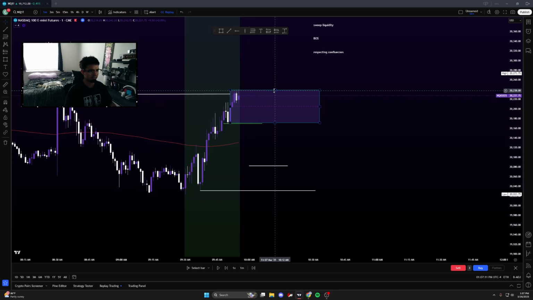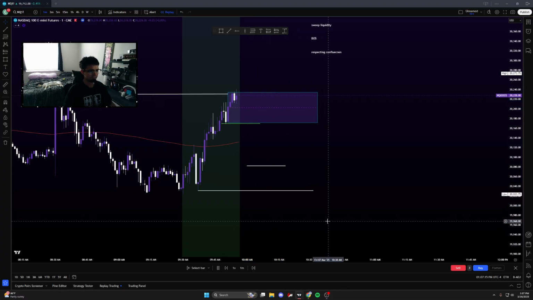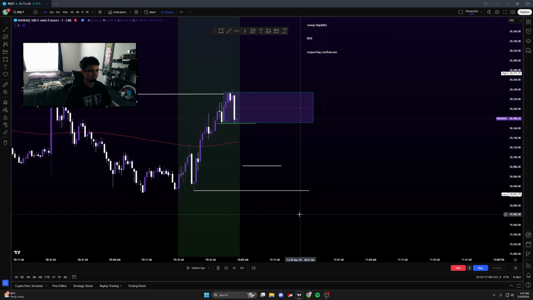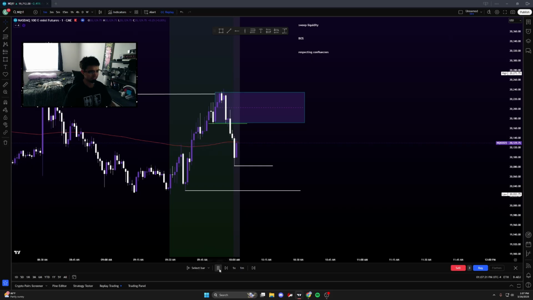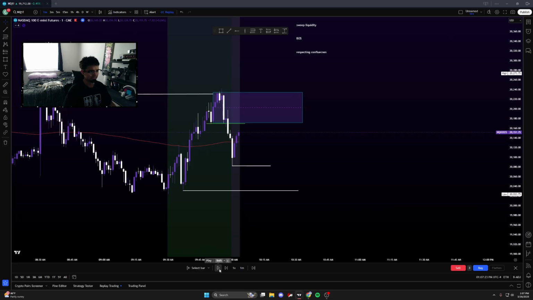So we have this order block form. We have a break of structure right there. We have this fair value gap form right here. Another one form right here.